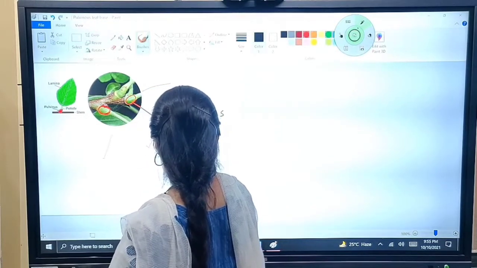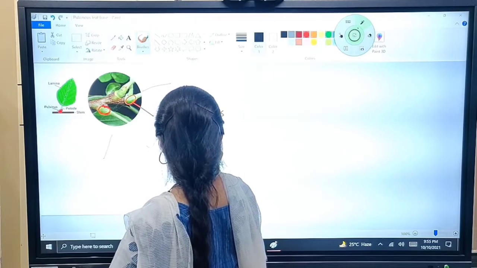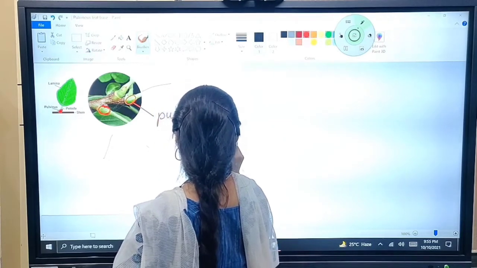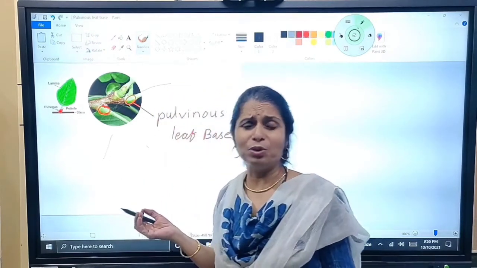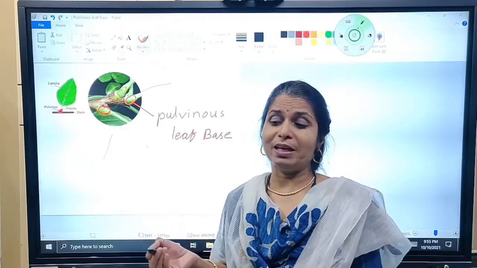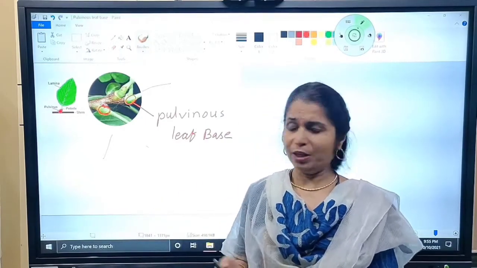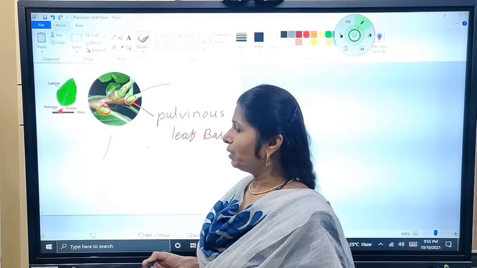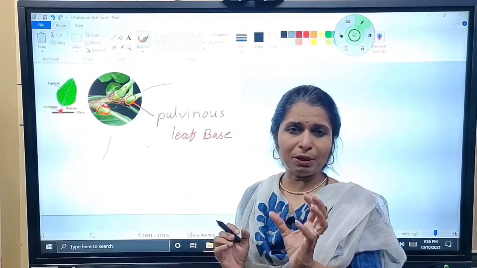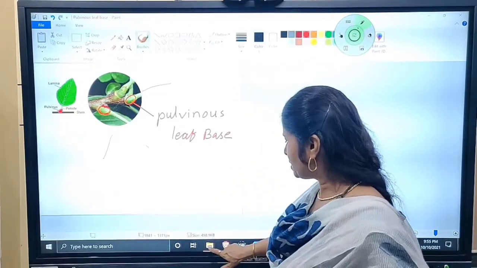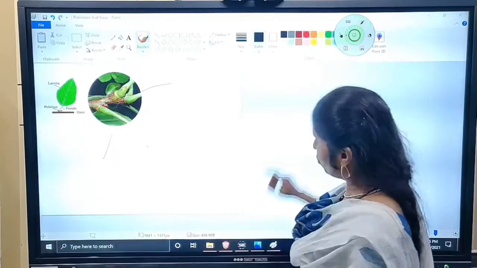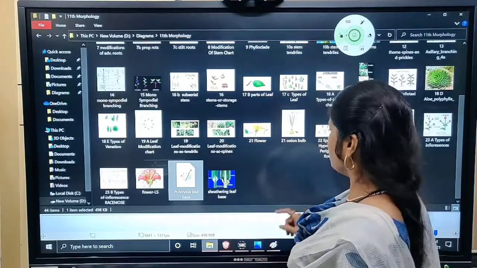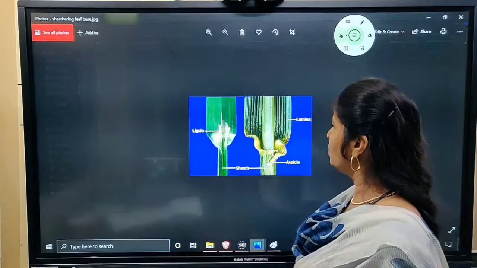Pulvinous leaf base. Now you will say, ma'am, how minute is it? Beta, in classification these characters are very important. Okay, so such a type of leaf has a swollen base of the petiole. It is called pulvinous leaf base. One more type of leaf base is there in your syllabus, that you might have observed in grasses.